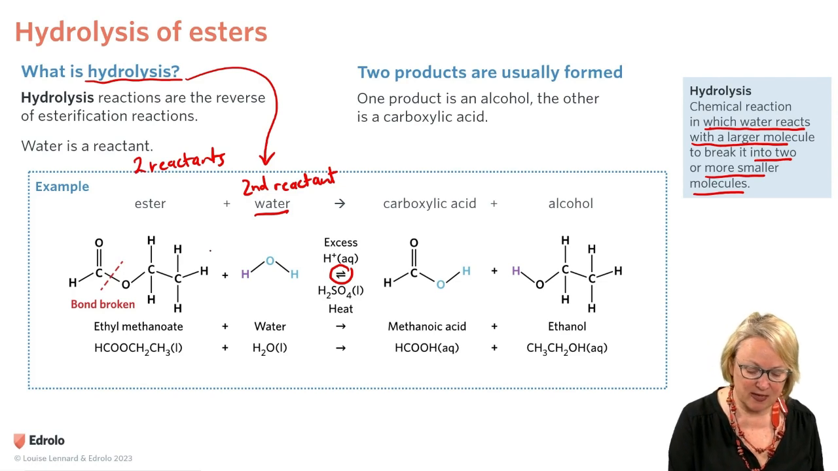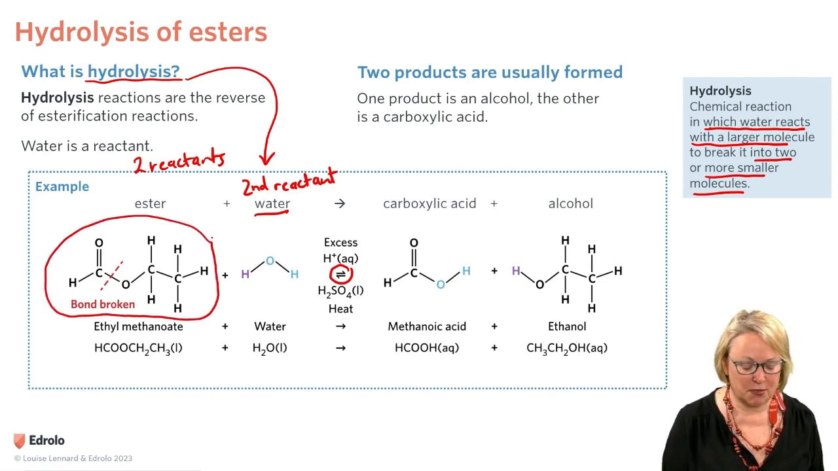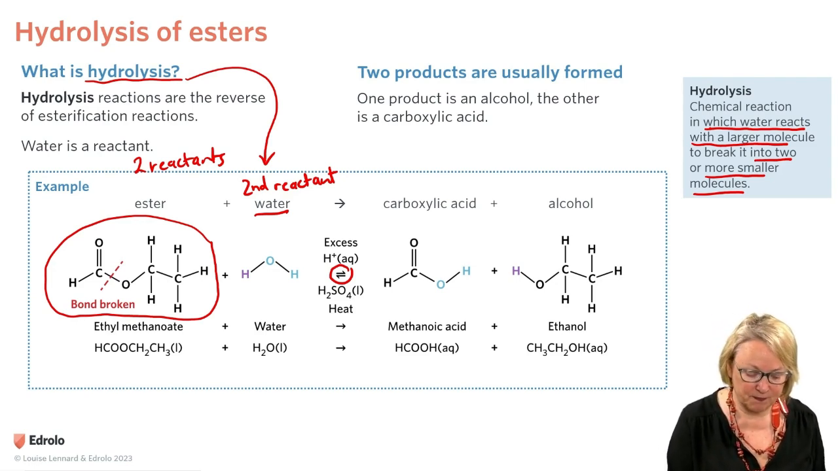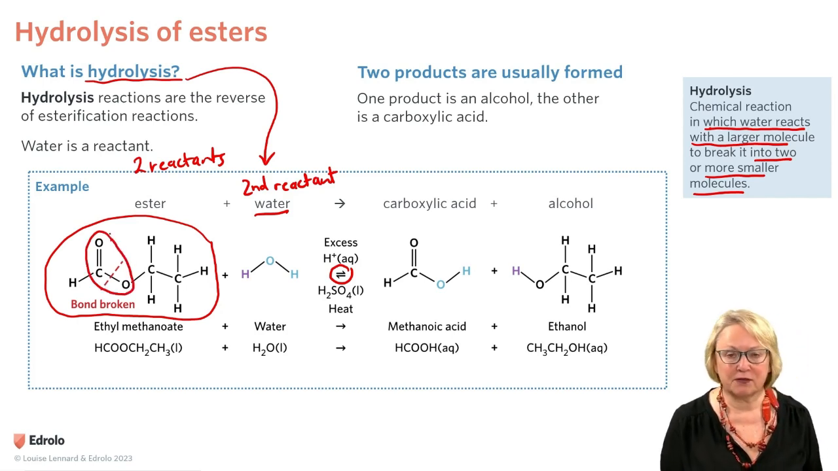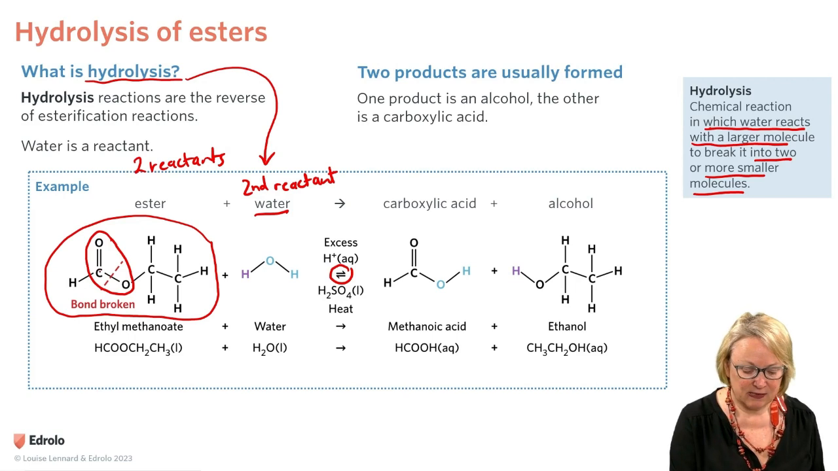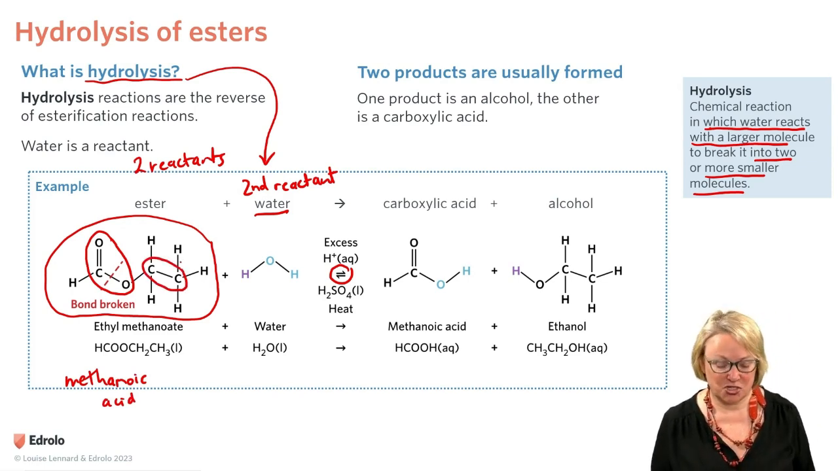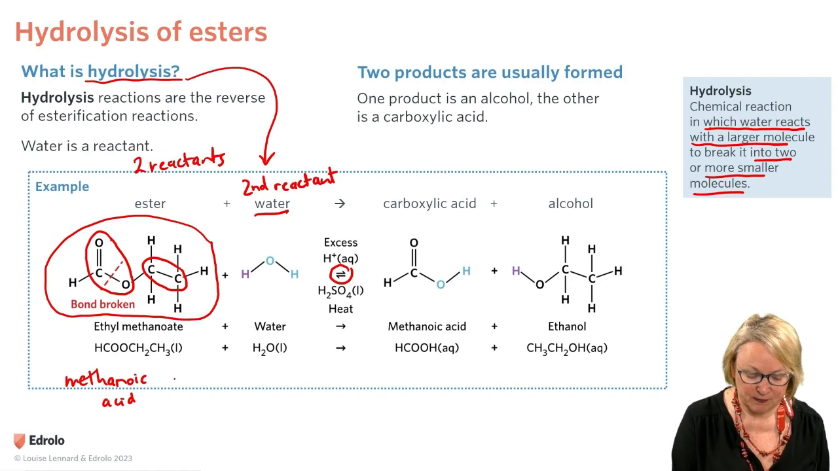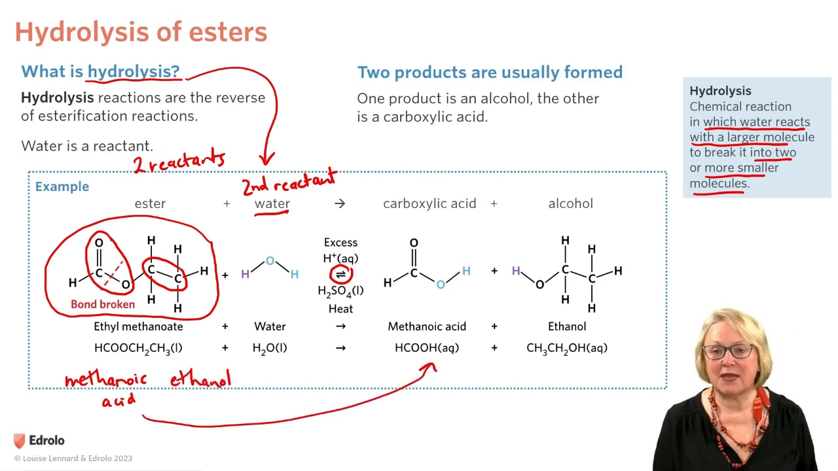So let's start with our ester. The ester is named ethyl methanoate. Let's see where we get the name from. The carbon with the carbonyl group and the ester link is 1 carbon, so it must come from methanoic acid. And the other carbons, a part of the chain, come from ethanol. So we've drawn our methanoic acid.